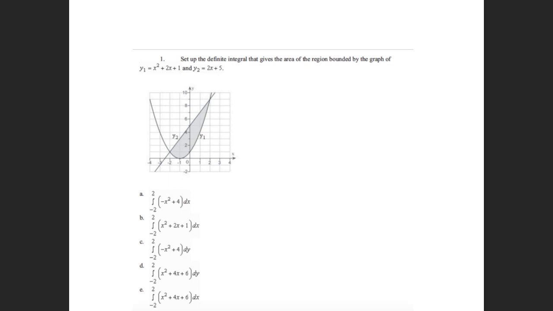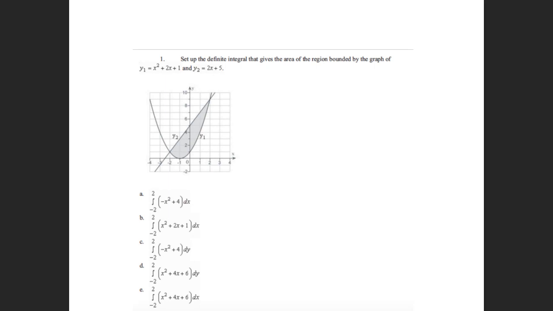All right, so you're just setting it up. Don't even have to solve it. You just have to know. And this is a great way for the AP test to see if you understand how to find area between curves. Just set the problem up. You don't even have to work it out. Okay, so which one of those is correct? Letter C. Do we agree?